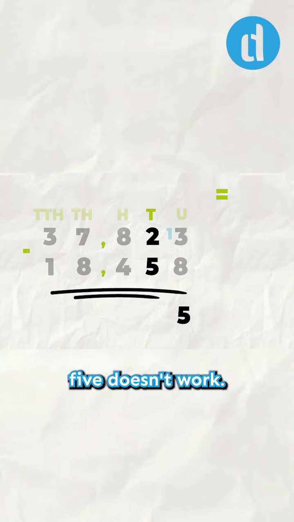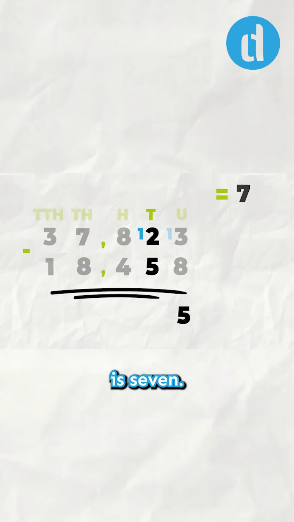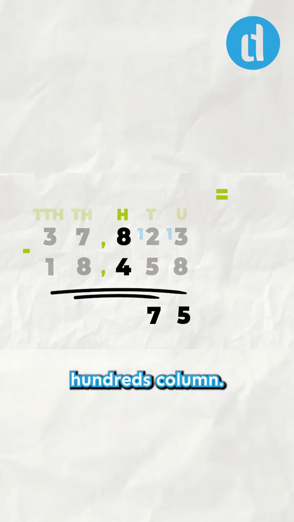2 minus 5 doesn't work. You need to borrow from the hundreds column. This makes 12. 12 minus 5 is 7. Write down 7. You've borrowed from the hundreds column, so this is now 7 instead of 8. 7 minus 4 is 3. Write down 3.